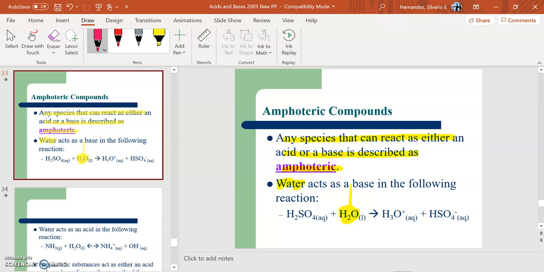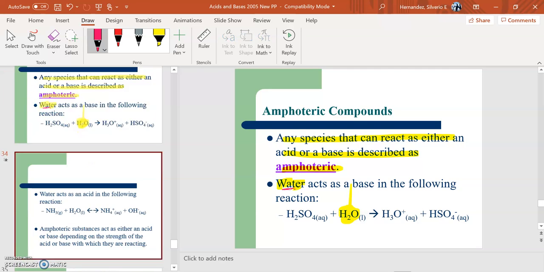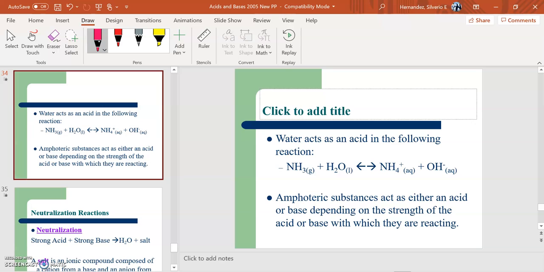One of the last few concepts here we're going to talk about is amphoteric compounds. An amphoteric compound or substance is a compound or substance that can act as an acid or a base. The most common one is going to be water. So water can, in certain reactions, act as an acid or a base. Just depends on how strong the acid is that you're dealing with. So here, for example, water acts as an acid in the following reaction.